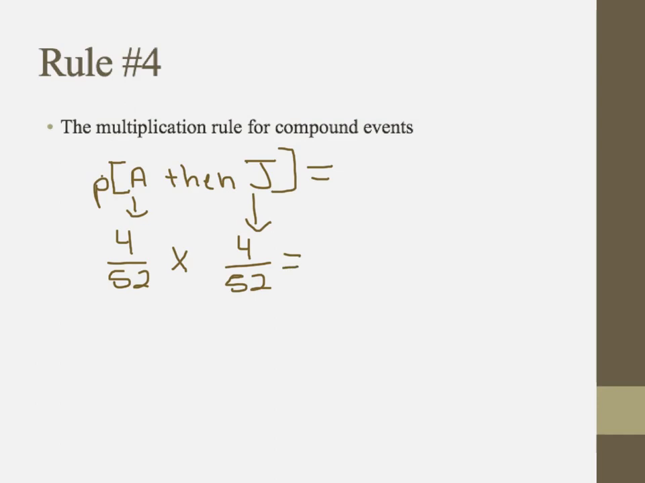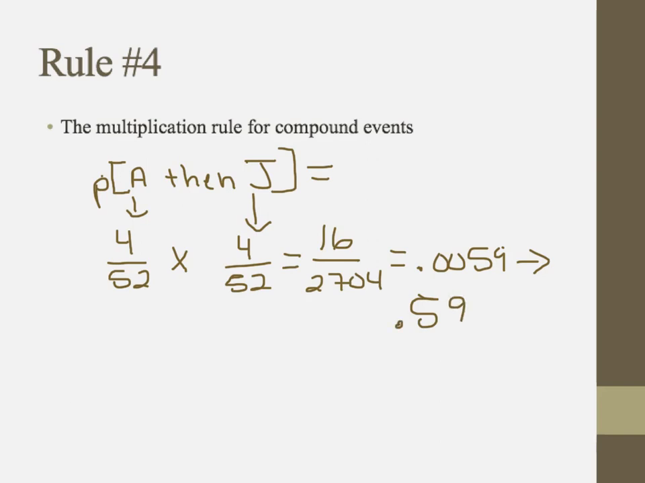And so we're going to have 16 over 2704, which is going to give us 0.0059. And if we turn that into a percentage by multiplying by 100, it's going to give us 0.59%. So the likelihood of drawing an ace and then a jack is 0.59%. And so this is what we're talking about with compound events, when you have to do one thing and then do something else. All right.